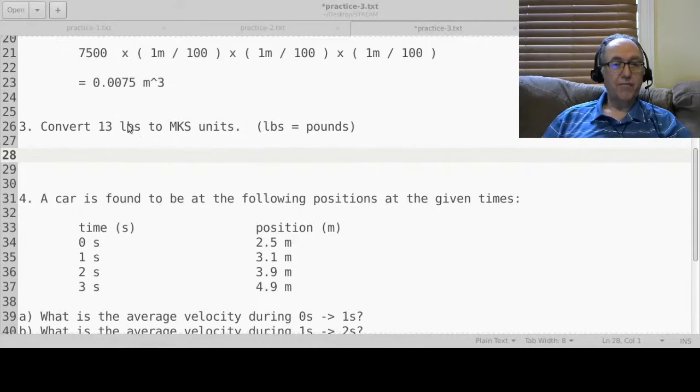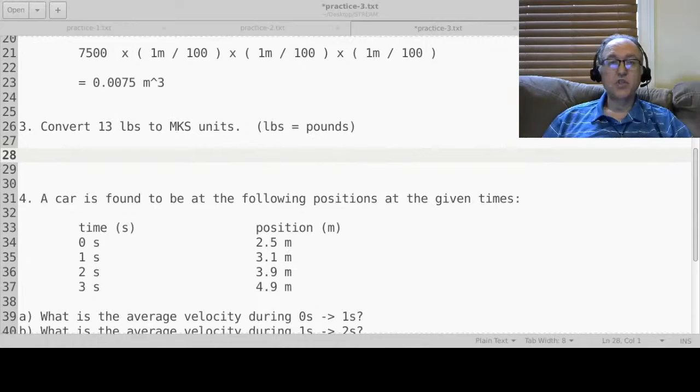Okay. So here I've got pounds, and of course pounds is a measure of weight, and that's like mass. We'll talk about the difference later. But we want to convert from pounds to its MKS equivalent, which would be kilograms. And you say, well, what's the relationship between pounds and kilograms? I mean, you don't know what that is.